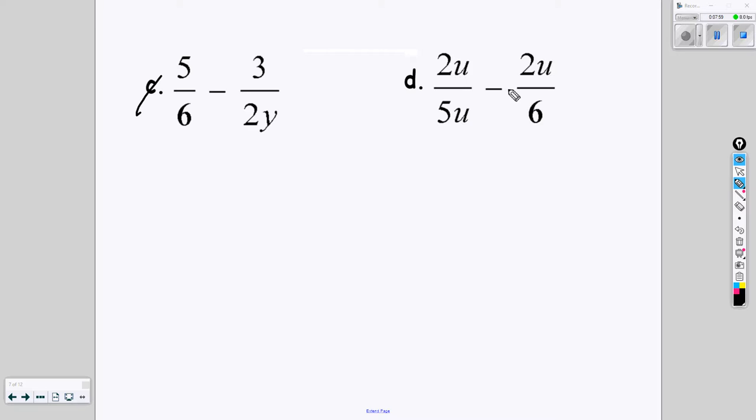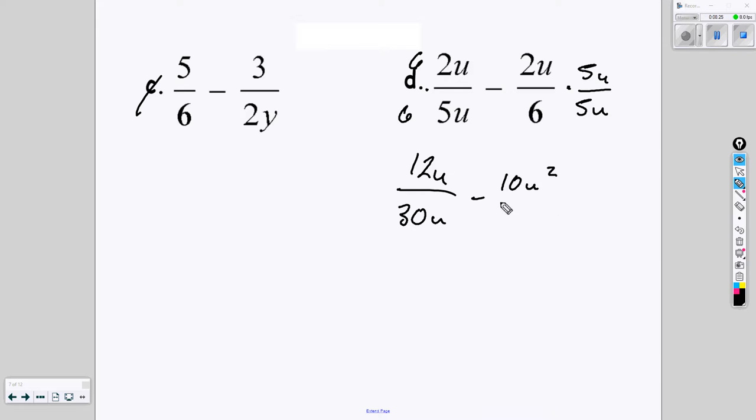And then in part D, once again, like before, we're just going to multiply by the denominator of the other fraction to get that LCD, because that's going to be the least common denominator. So in the first fraction, we'd get 12u on 30u, and on the right fraction, we would get 10u squared on 30u. Now we're going to combine, so we have 12u minus 10u squared on 30u, and we do need to simplify here.